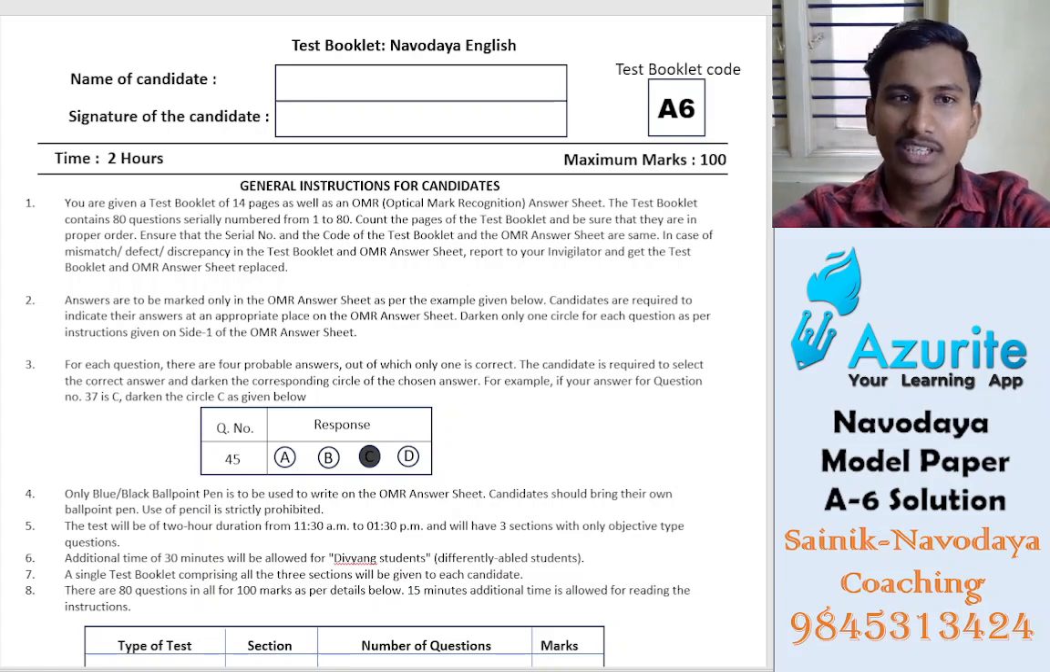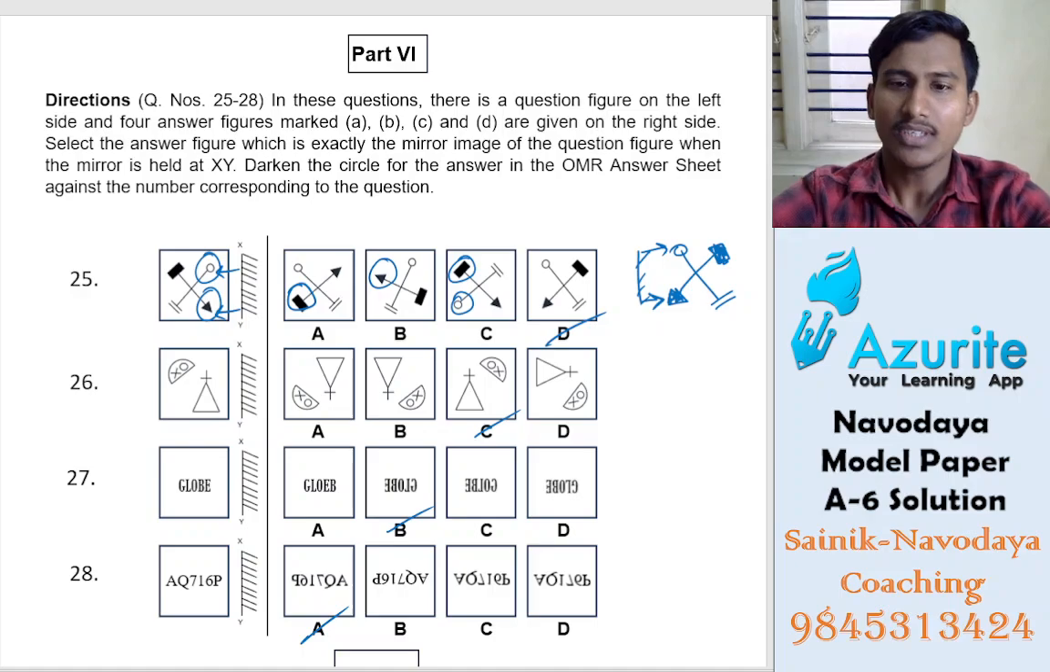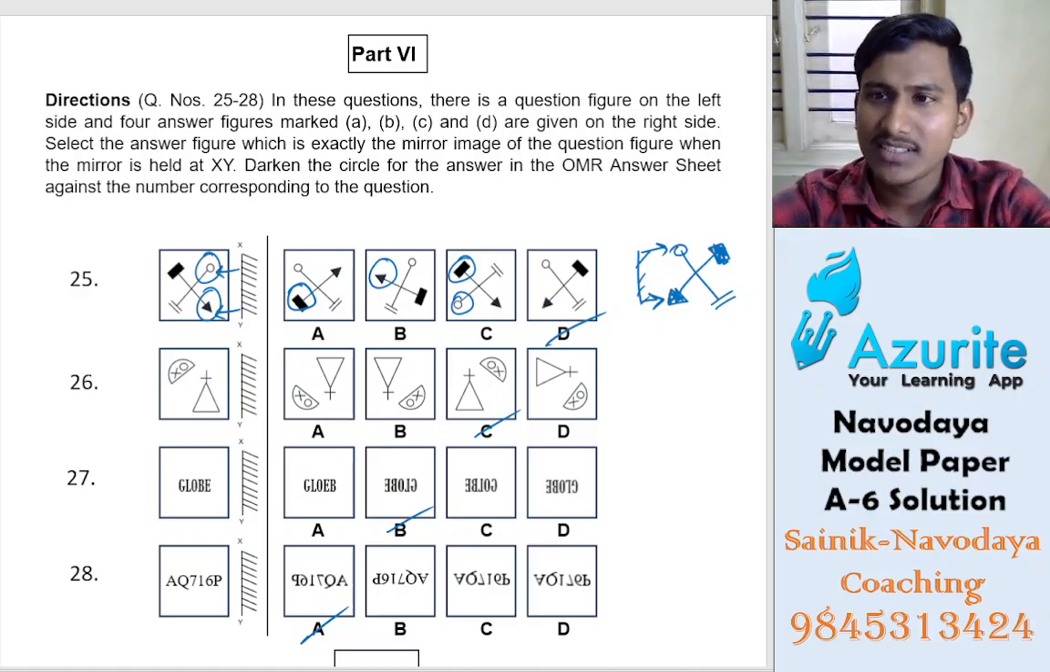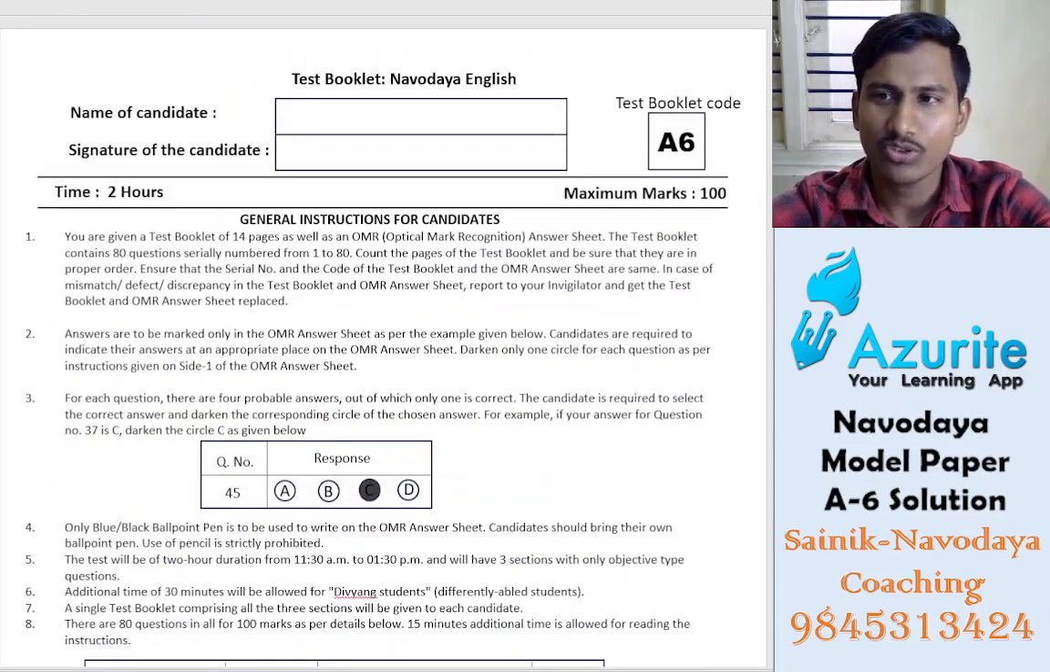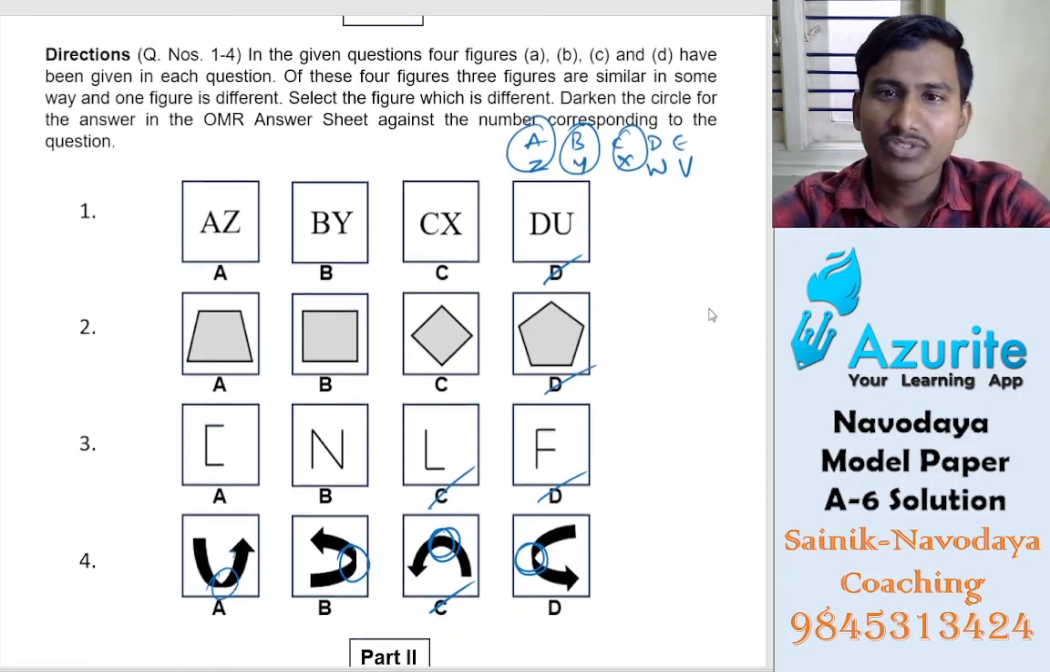So students, we will solve A6 now. These are the answers for the mental ability of A6, right? So we are going to solve A6. Here the first one is D.